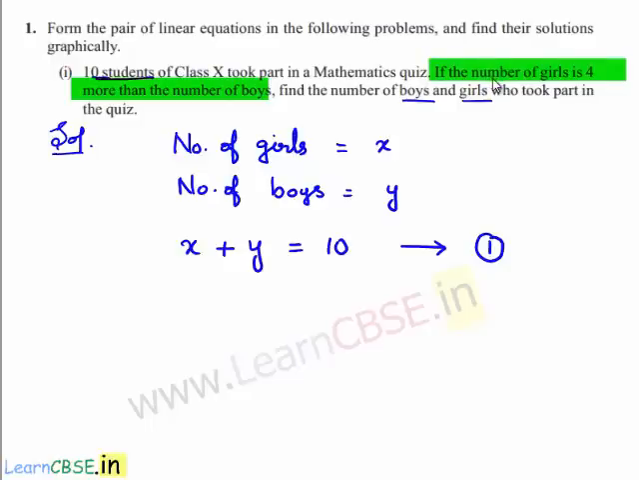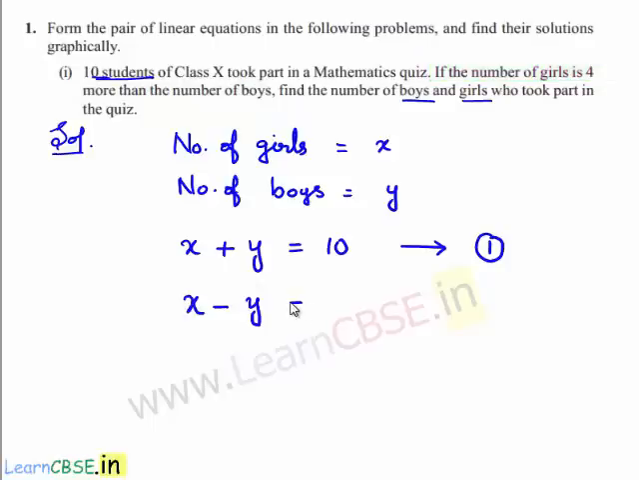Again, according to the second condition, which is nothing but the number of girls is 4 more than the number of boys. That means if suppose x is the number of girls and y is the number of boys, so x minus y is nothing but 4. This is because the number of girls is 4 more than the number of boys. So we can say x minus y is equal to 4. This is the second equation. So one part of the question is completed, which is nothing but we have found the pair of linear equations, which are x plus y is equal to 10 and x minus y is equal to 4. Now we have to solve these linear equations graphically in order to find the values of x and y.